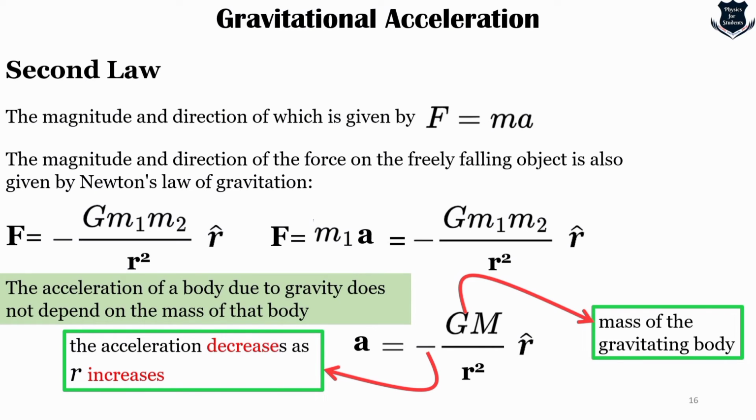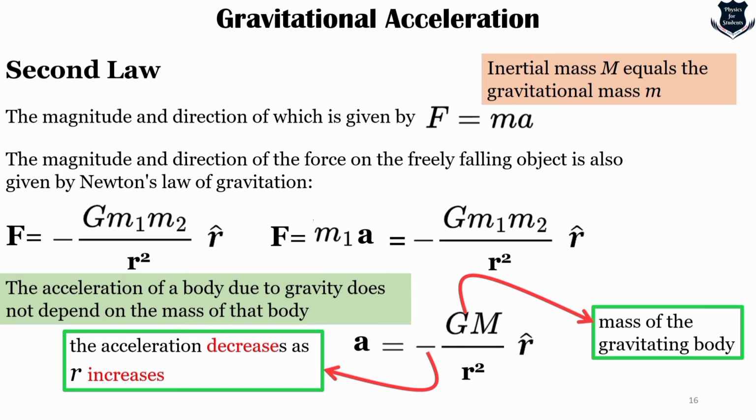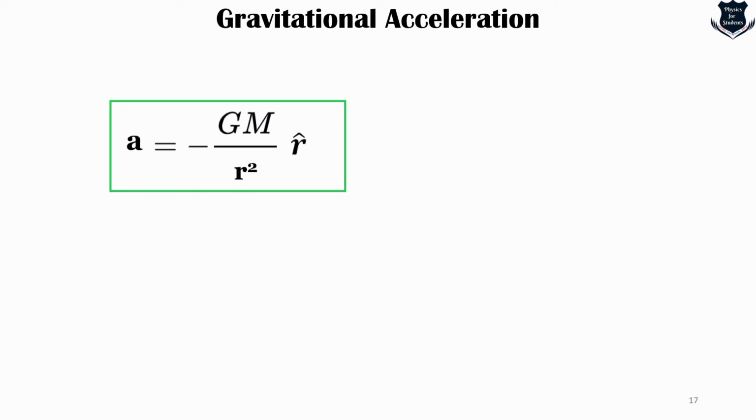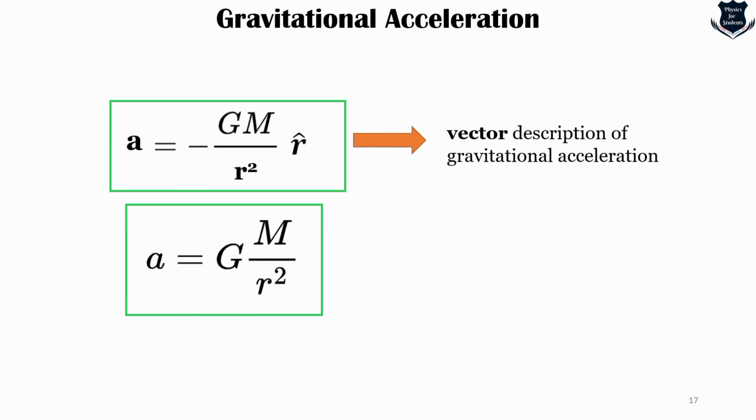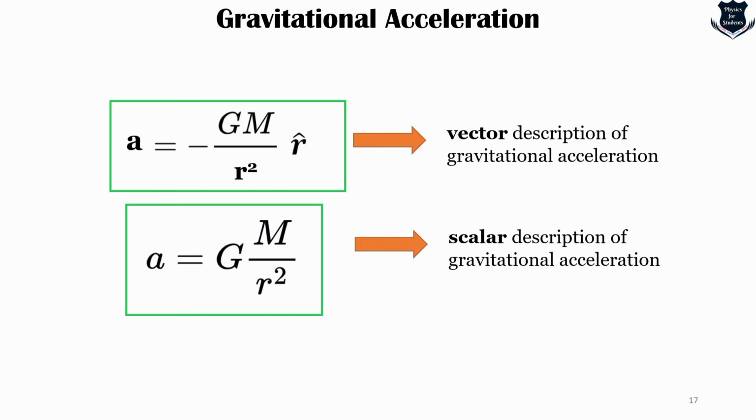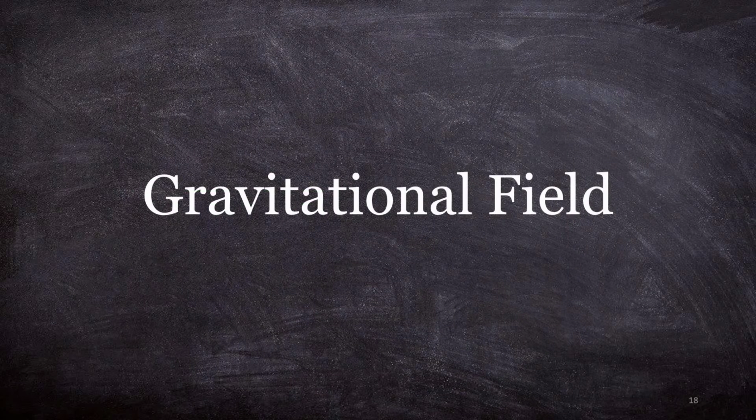So we have shown the fundamental result that the acceleration of a body due to gravity does not depend on the mass. I was just telling you that the feather falls as fast as bricks, and so on. We know these experiments, right? So inertial mass M equals gravitational mass m. We take the gravitational acceleration forward, and this is a vector description of the gravitational acceleration, and this is a scalar description, which is just a notation to make things clear.